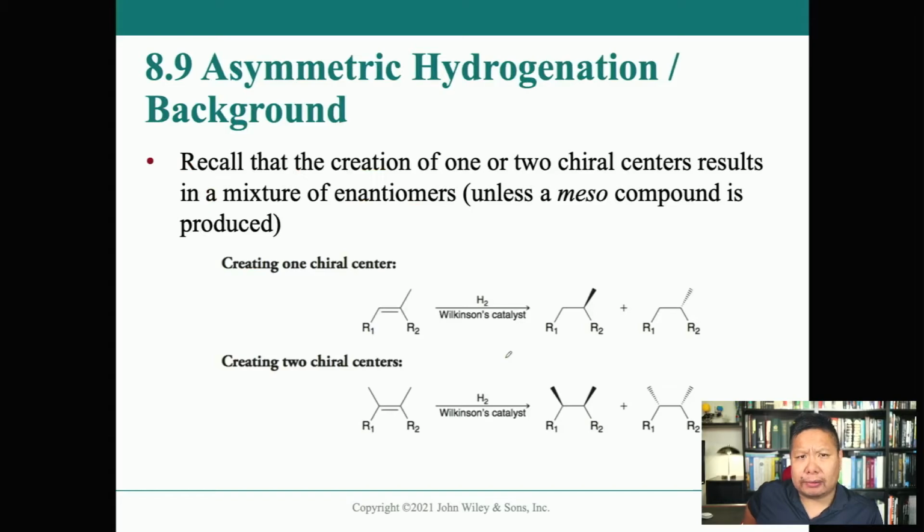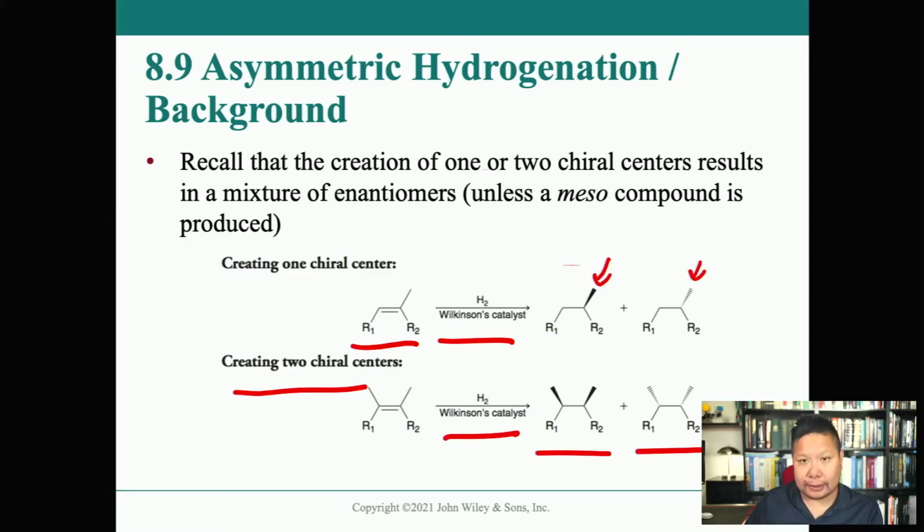Okay, so let's recall that the creation of 1 or 2 chiral centers does result in a mixture of enantiomers, unless a meso compound is produced, right? So here we have a hydrogenation reaction happening with the Wilkinson catalyst, and we have 1 chiral center. And then we have the creation of 2 chiral centers with the Wilkinson catalyst, like we saw on the previous slide. And this is the meso compound right here.